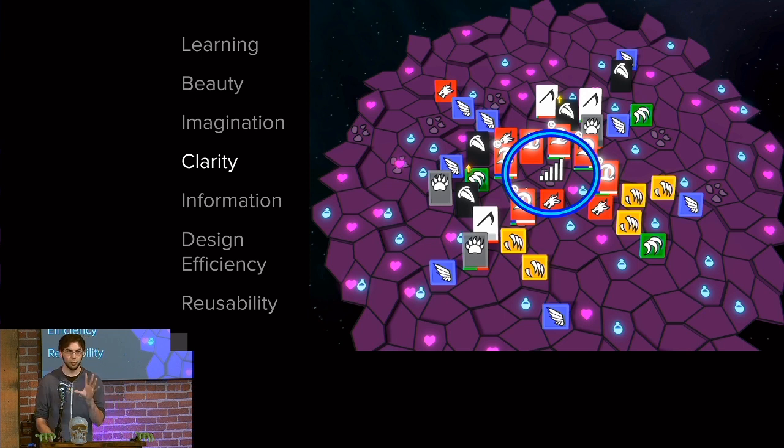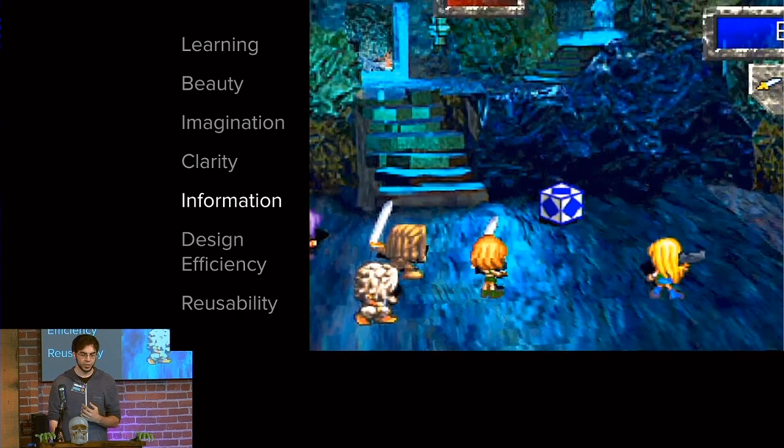I think Domino did pretty well here, although I do suspect that the heights of the dominoes and the pentagonal terrain kind of sacrificed some clarity for beauty. So let's talk about the information.